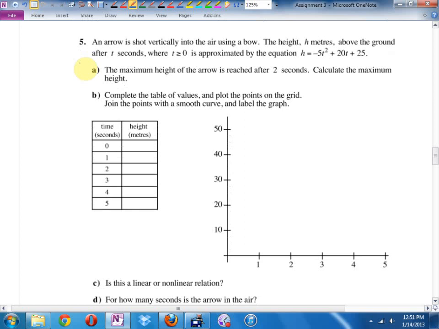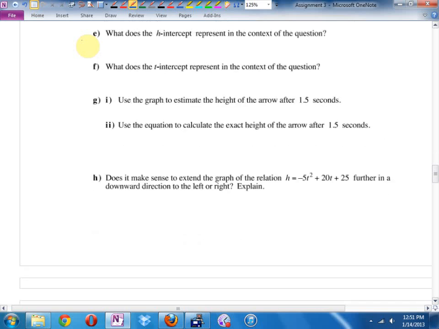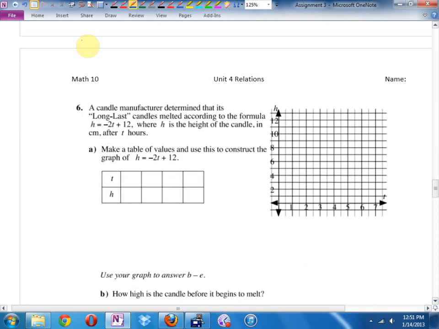Okay. Number 5 is going to be nonlinear. Let's see if you can handle it. So your equation is h equals negative 5t squared plus 20t plus 25. This is the equation of the height in meters of an arrow shot into the air using a bow. See if you can figure that one. That's a bit beyond the course, but see if you can figure it out, Sam. If you have trouble with that one, that's okay.